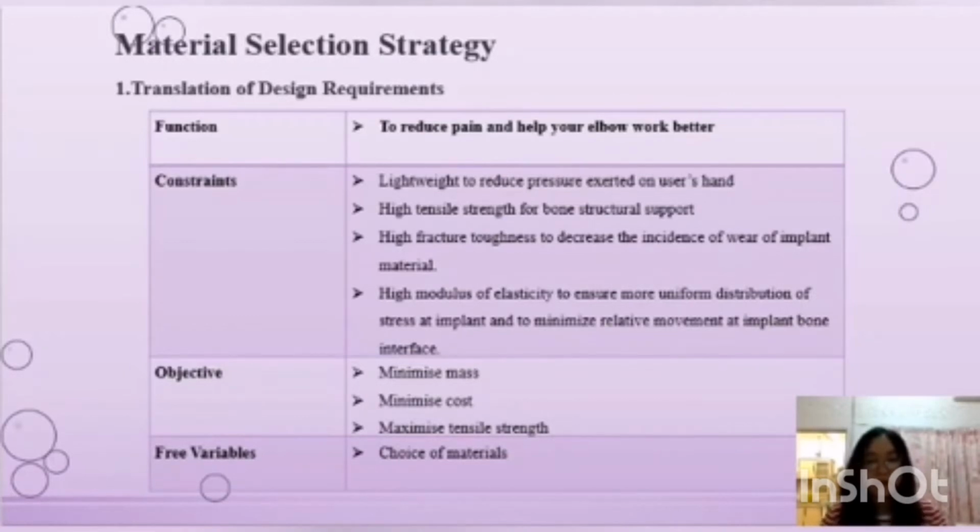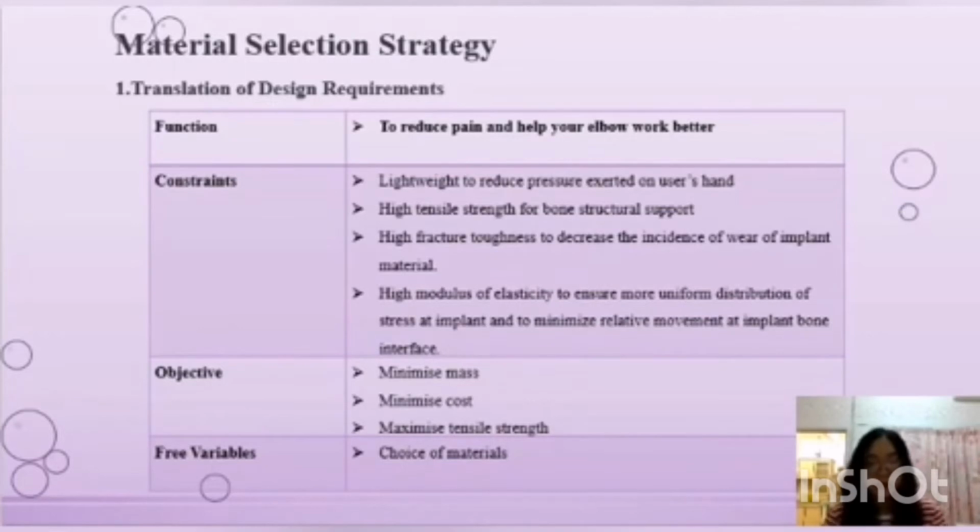The constraint is lightweight to reduce pressure exerted on the user's hand, high tensile strength for bone structural support, high fracture toughness to decrease the incidence of wear in implant material, and high modulus of elasticity to ensure more uniform distribution of stress at the implant and to minimize relative movement at the implant-bone interface.